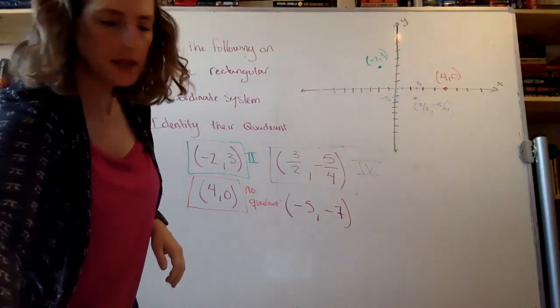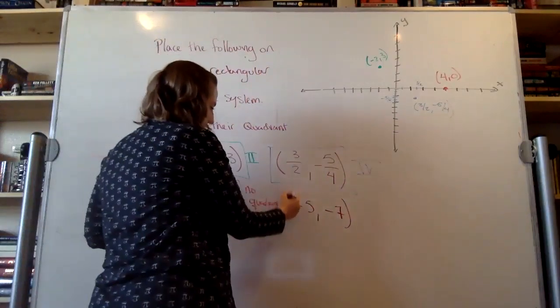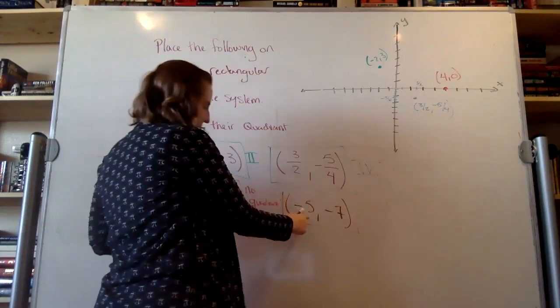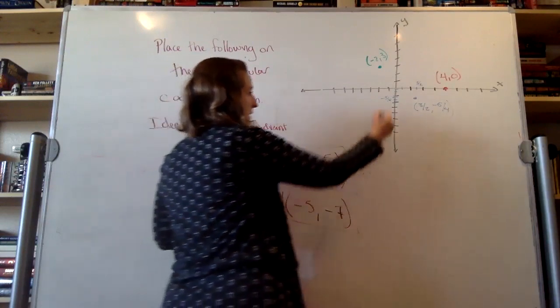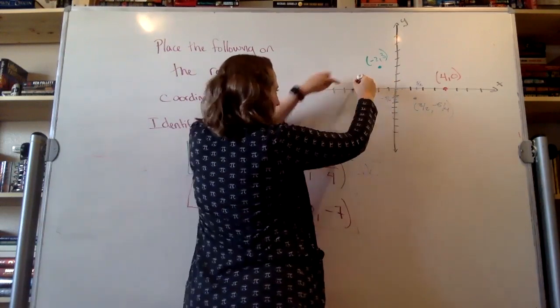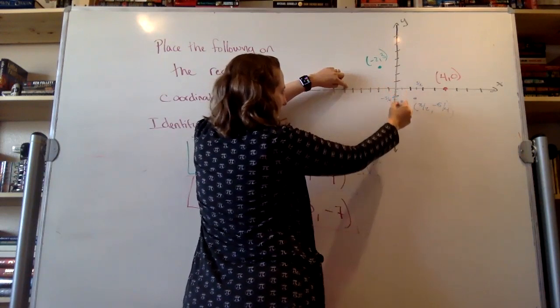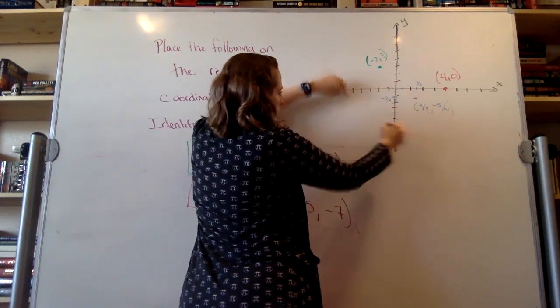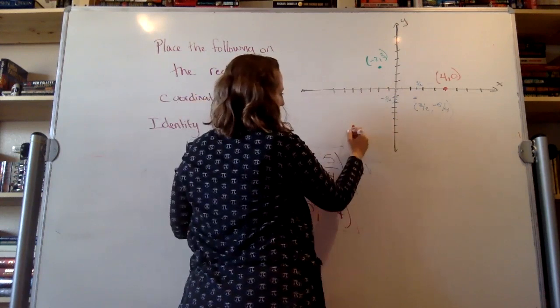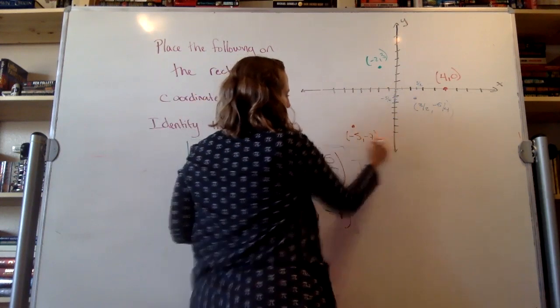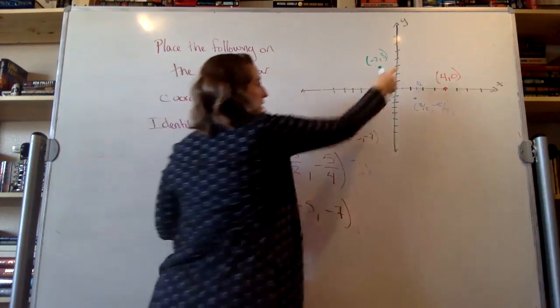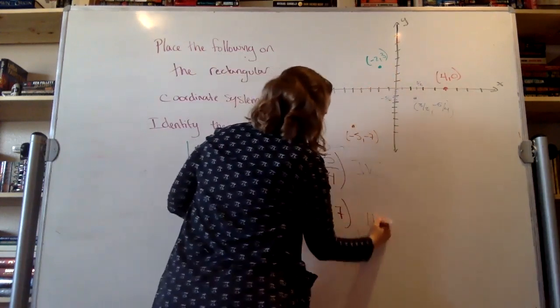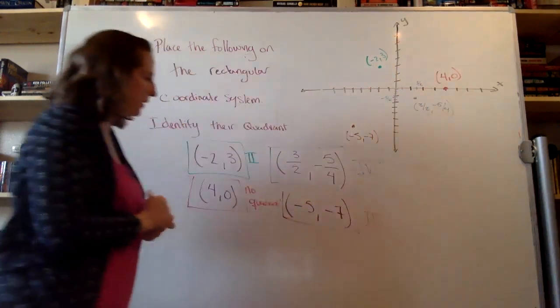Well, last but not least, this guy. This tells me I go left 5 and down 7. 1, 2, 3, 4, 5. 1, 2, 3, 4, 5, 6, 7. So here would be the point -5, -7. What quadrant is that in? 1, 2, 3. That's in quadrant 3. Okay.